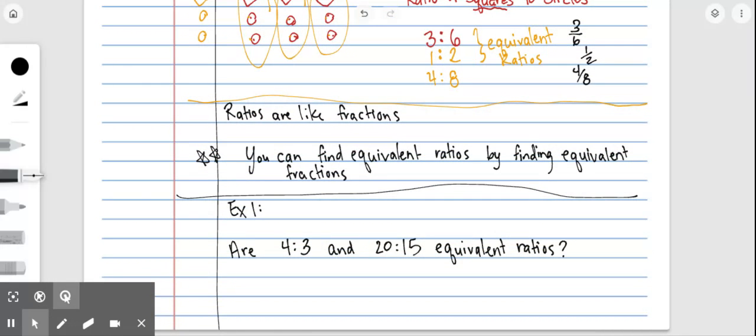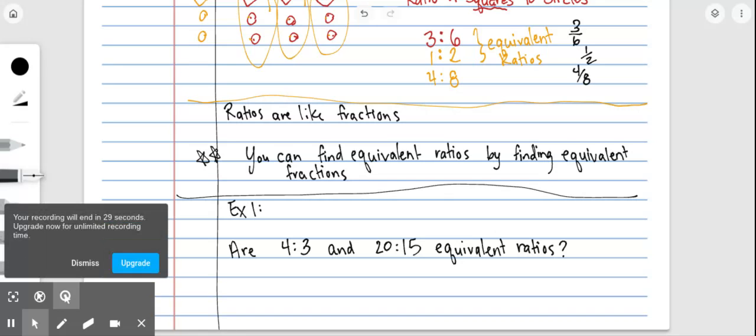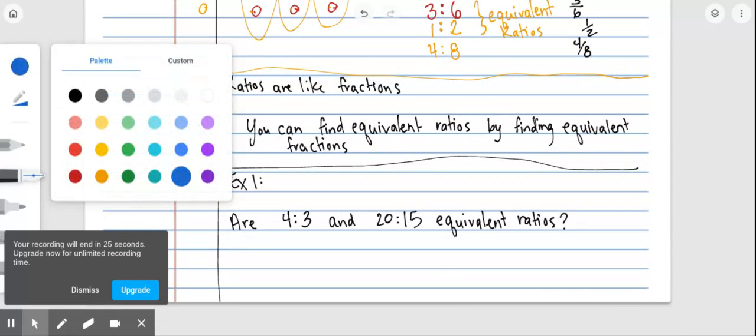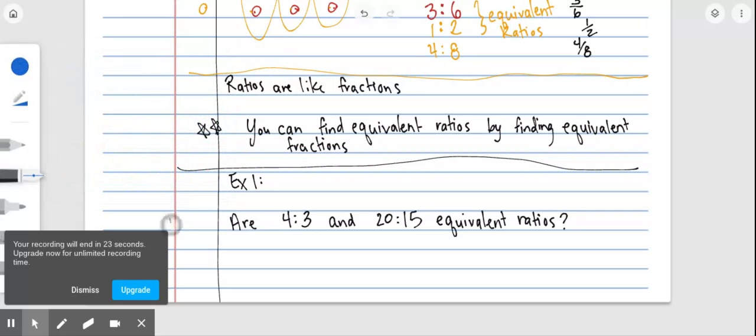This says, are 4 to 3 and 20 to 15 equivalent ratios? In order to see if they're equivalent ratios, we're going to do some steps. Step 1 is make them fractions. Because remember, you can write ratios as fractions. So 4 to 3 is the same as 4/3, and 20 to 15 is the same as 20/15.